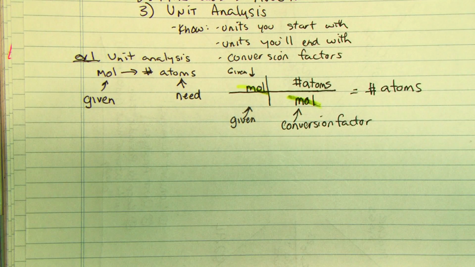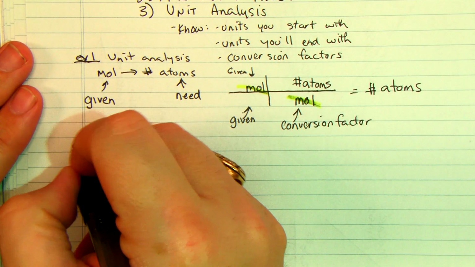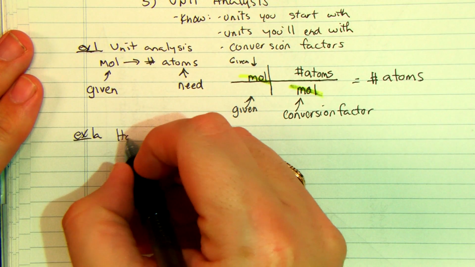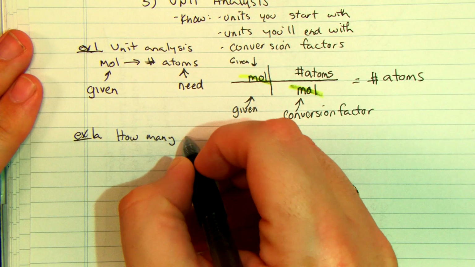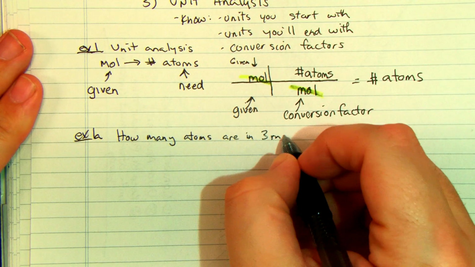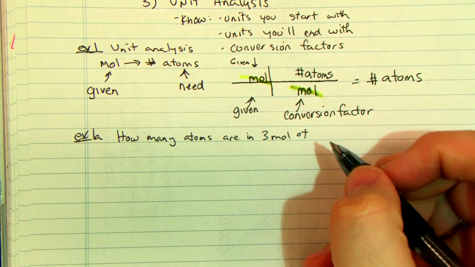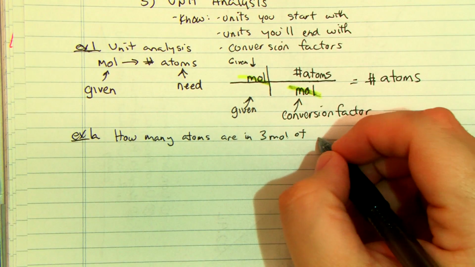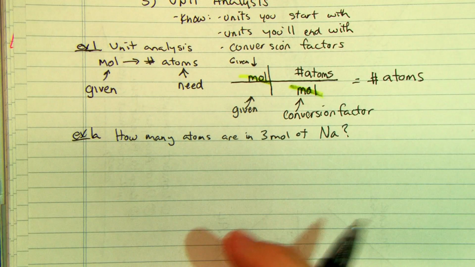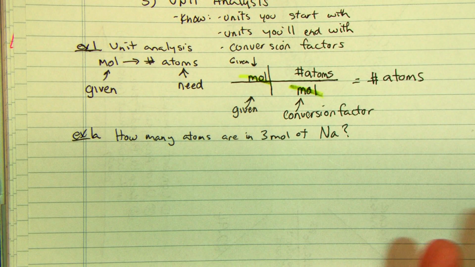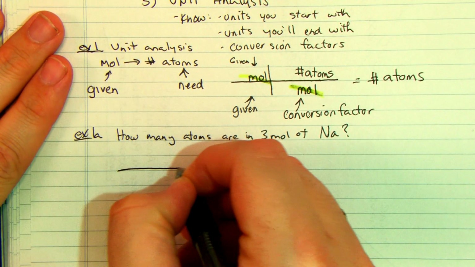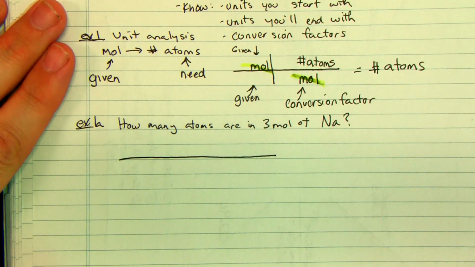Because let's say, example 1a, how many atoms are in 3 moles of, who cares, sodium? So we got 3 moles of sodium. Now with unit analysis, I always draw the line a lot bigger than it ends up having to be, but that's just me.